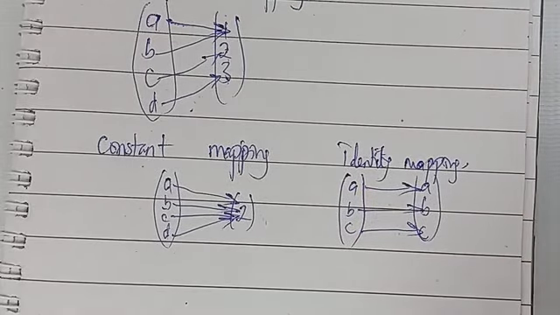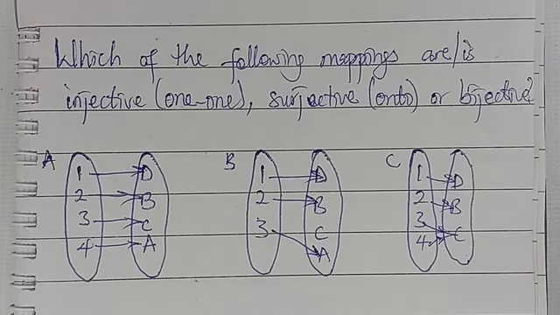So these are the 4 types of mapping: injective, surjective, constant, identity. Or we can as well include bijective mapping, because that one is a mapping that is both injective and surjective. Now let's do some examples before we go.